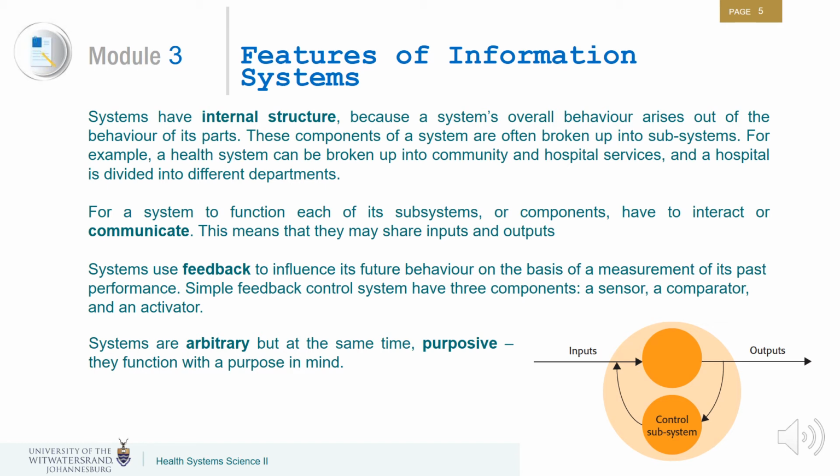We know that systems can be described as arbitrary, right? So let's think about the discussion we had last week about maps. We know that the map is not really a true picture of the reality it's describing, but that map has a very distinct purpose. And a very key feature of an information system is that it functions with a distinct purpose in mind.